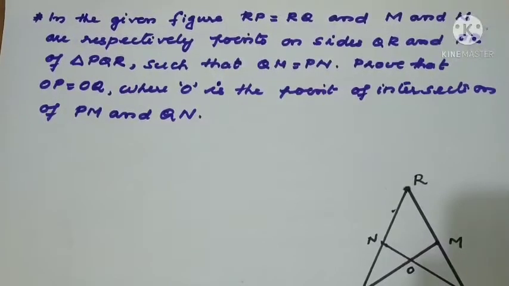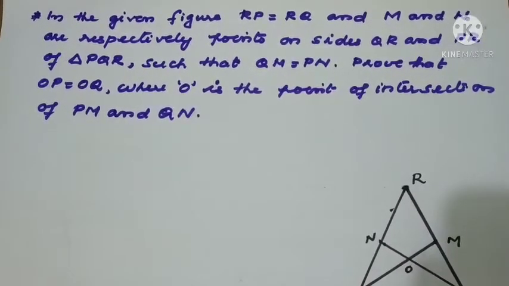Good morning, children. In the given figure, RP equals RQ, and M and N are respectively points on the sides QR and PR of triangle PQR such that QM equals PN. Prove that OP equals OQ, where O is the point of intersection of PM and QN.